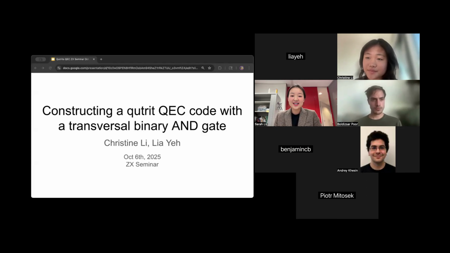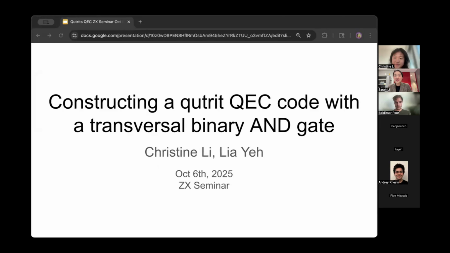And today we have Christine Lee, and she's from Columbia University, currently as an undergraduate student. And she's going to tell us about the joint work with Lia Yeh on constructing a qutrit quantum error correcting code with a transversal binary AND gate. And the floor is yours.